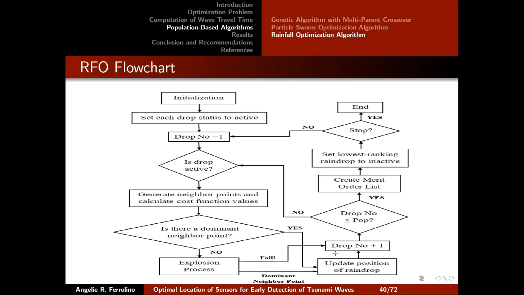We do this entire process for all raindrops. After that, we create a merit order list, and here we set the lowest ranking raindrop to inactive. Again, we do this entire process until we satisfy the stopping criteria of the algorithm.